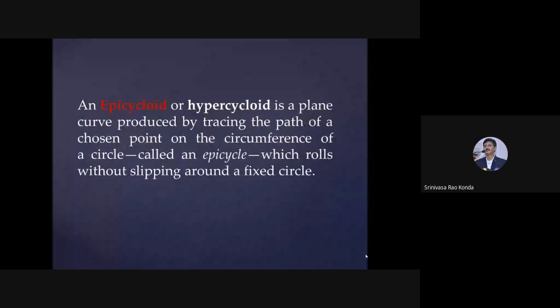An epicycloid or hypocycloid is a plane curve produced by tracing the path of a chosen point on the circumference of a circle, called an epicircle, which rolls without slipping around a fixed circle.